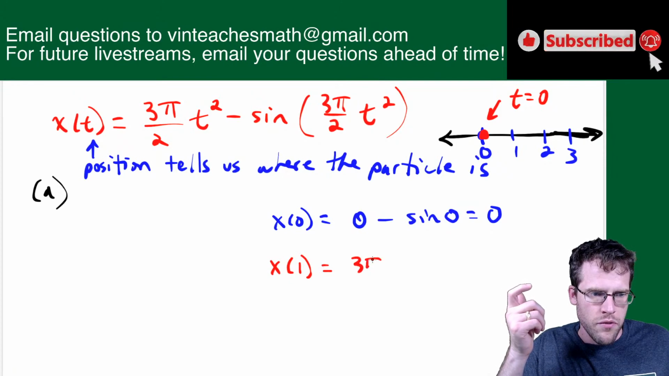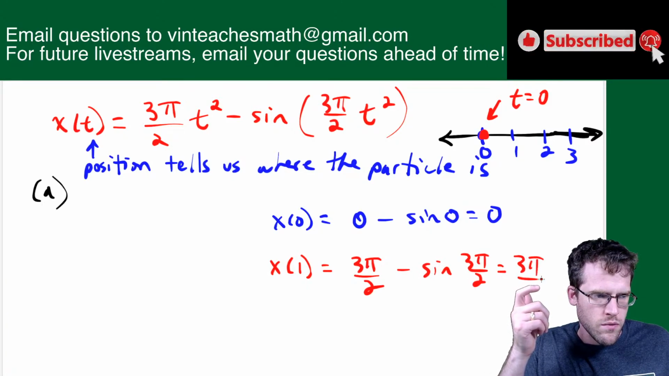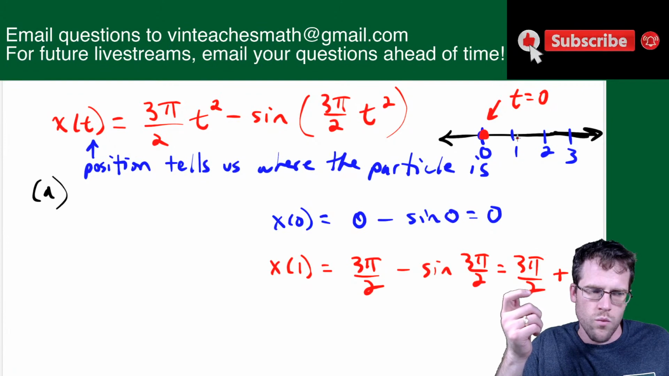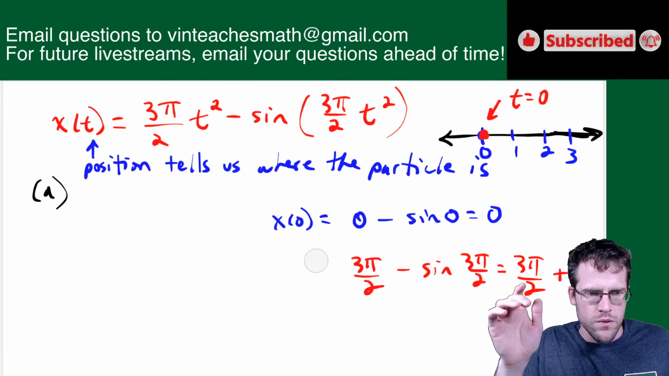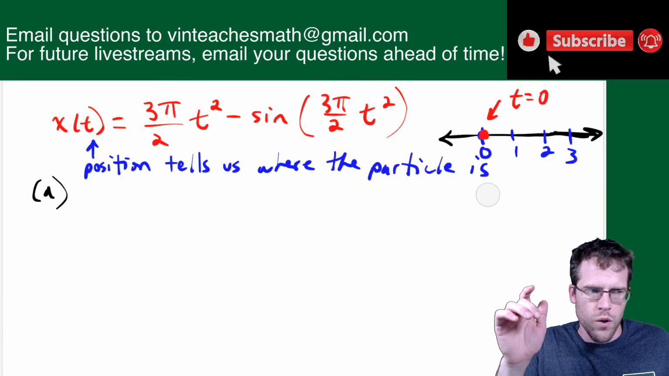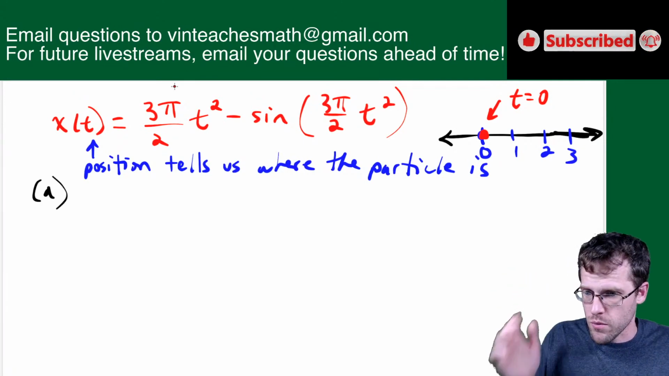If you were to plug in, let's say, x of 1, that would give you 3 pi over 2 minus sine of 3 pi over 2, which is going to be equal to 3 pi over 2 minus 1, so that's about here. That's not a polite number, but wherever that is, that's where we would be 1 second later. That's just giving you some intuition on what's actually happening, because it's really good to be able to imagine what's happening when you're doing these questions.